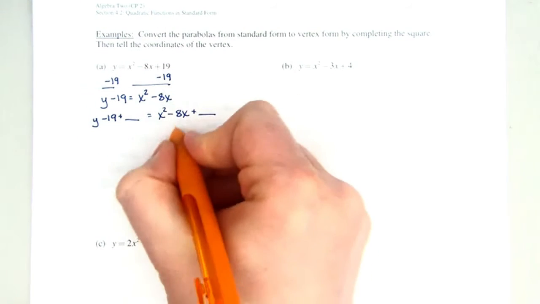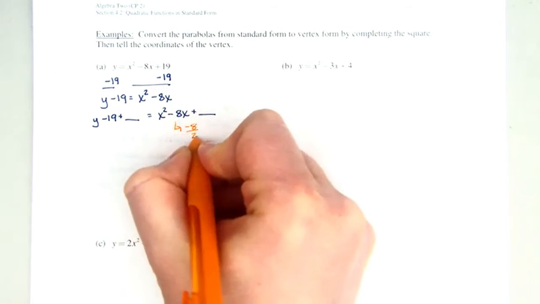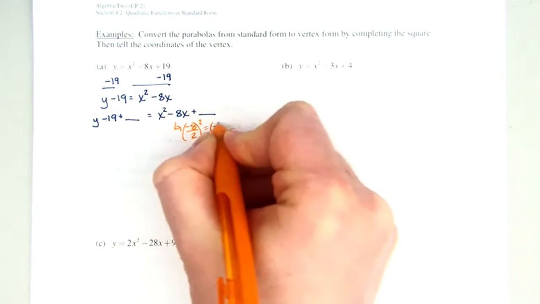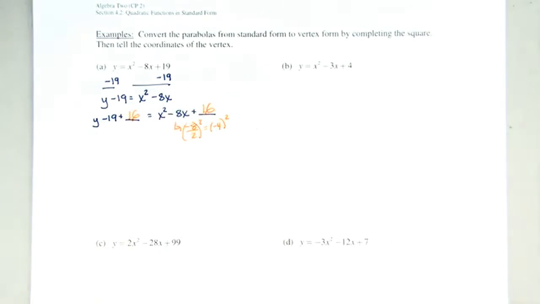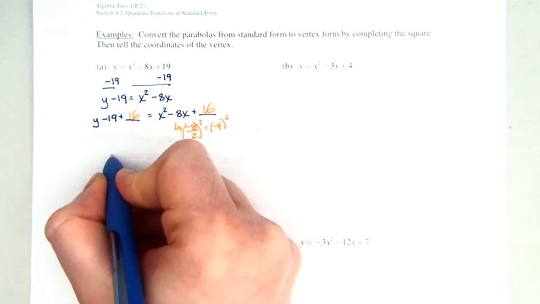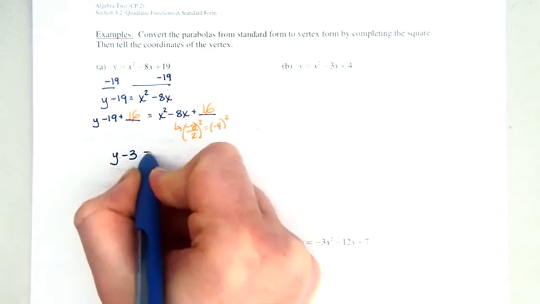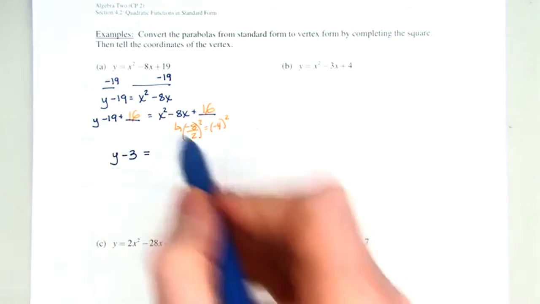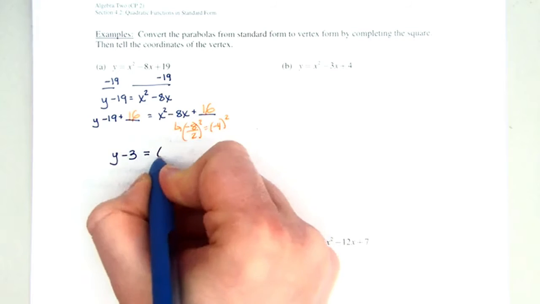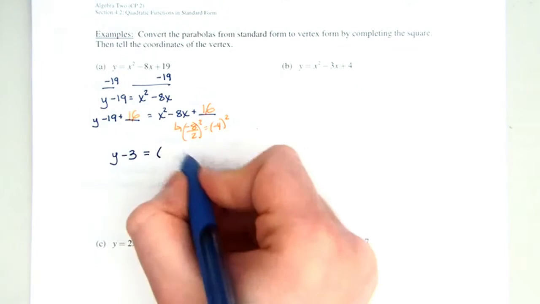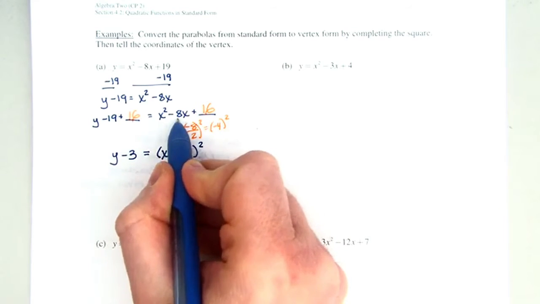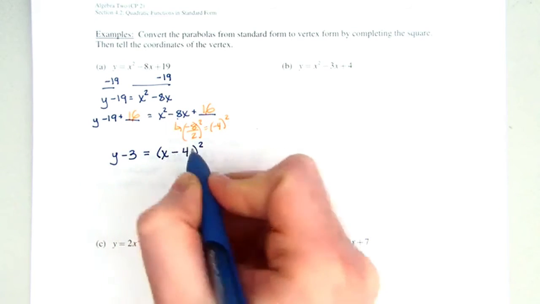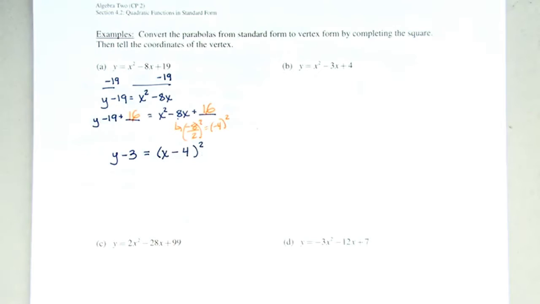Well, here we go. Half of negative 8 squared, that's negative 4 squared, that's 16. I'm sticking a 16 over there and a 16 on the other side. Okay, well, negative 19 plus 16 is minus 3. So y minus 3 equals, I'm now going to factor this into a single term squared. So I'm going to get x, and then half my middle number before I do any sort of squaring, x minus 4 in parentheses squared.